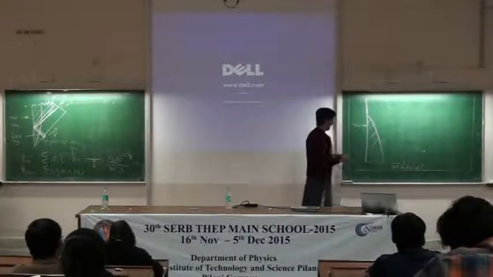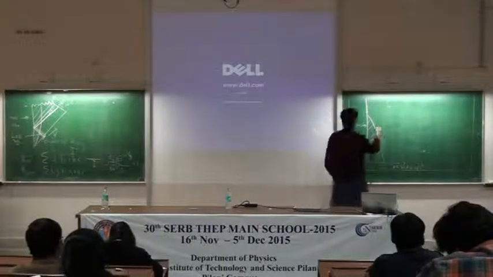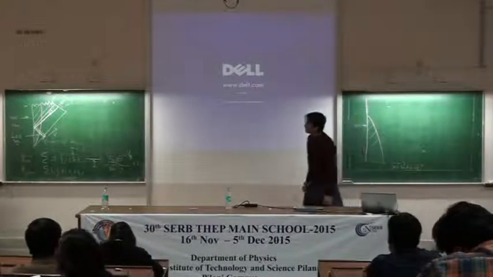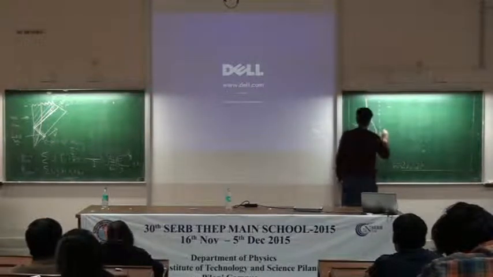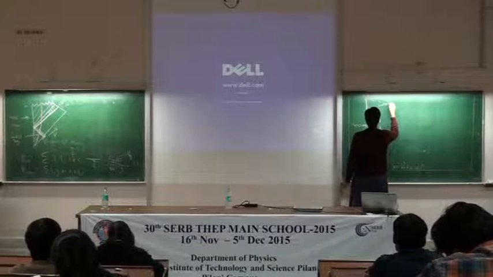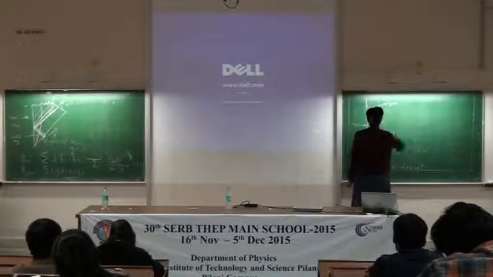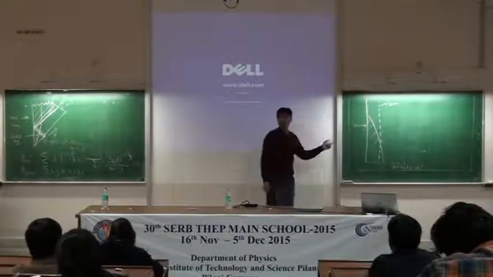Where is the event horizon? The event horizon in these coordinates is somewhere here. So this is 2m. Right? This is where the radius of the sphere is 2m.